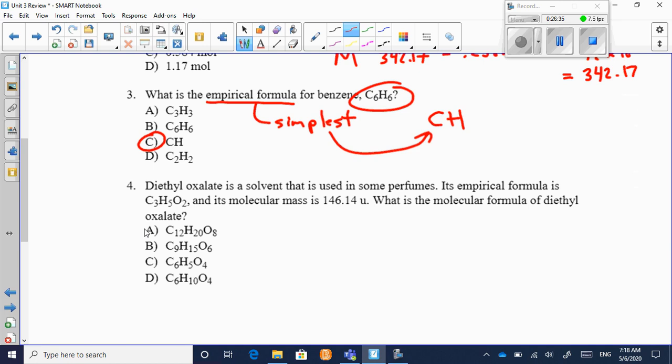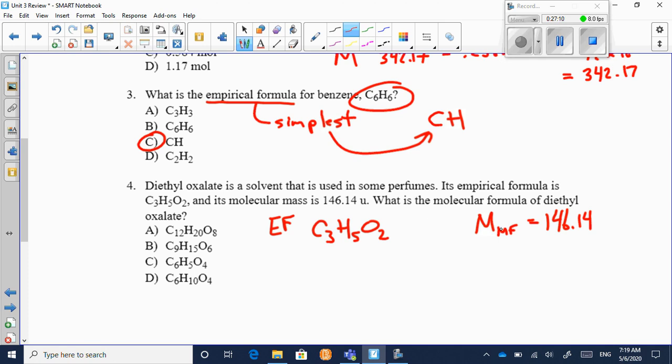Okay, number 4, diethyl oxalate is a solvent that is used in perfumes. Its empirical formula is this. Okay, that's cool. So we've got the empirical formula right there, and I'll just make a little note for myself. It's the empirical formula. Oh, but they've given me the molecular mass. So look at this. They've given me the capital M of the molecular formula here, 146.14. So what is the molecular formula?